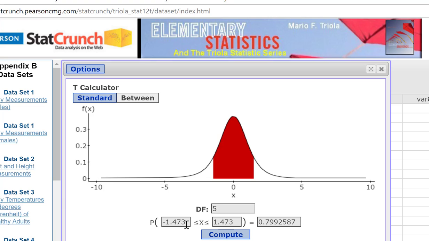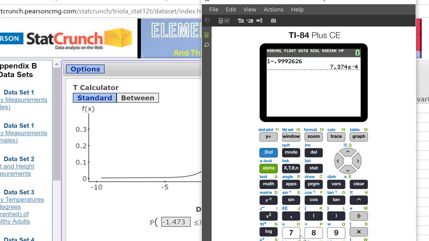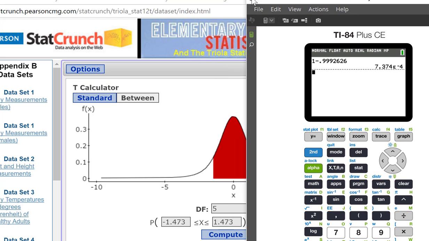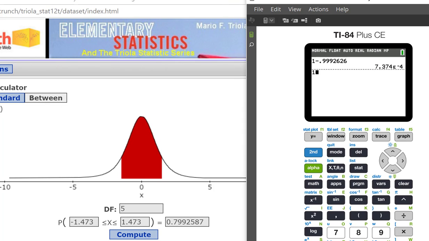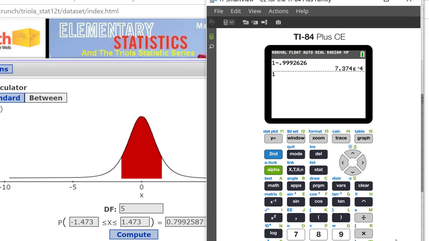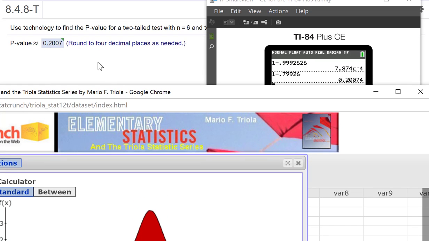And again, this is a little bit easier to see because we have shaded. You might not be able to see what I put in. I put a negative 1.473 and a positive 1.473 because those are the test statistics. Now, that's not the area I want. I want what's in the tails. So I've got to subtract this from 1. So I'm going to do 1 minus that, and I get 0.2007, which is what we got here.